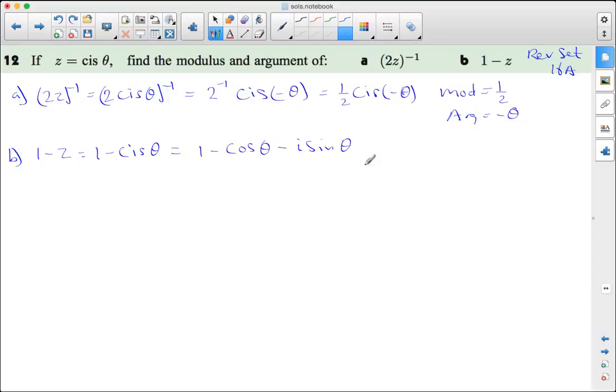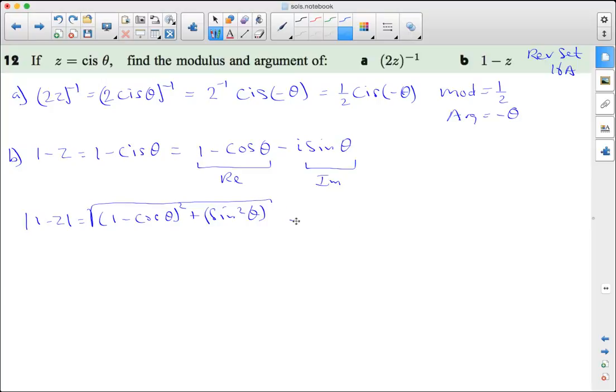And now what I need to find is, of course, the modulus of that one. So the real part is this, and the imaginary part is negative sine theta. So the modulus of 1 take z now is the root of 1 take cosine theta squared, and then plus sine theta squared.